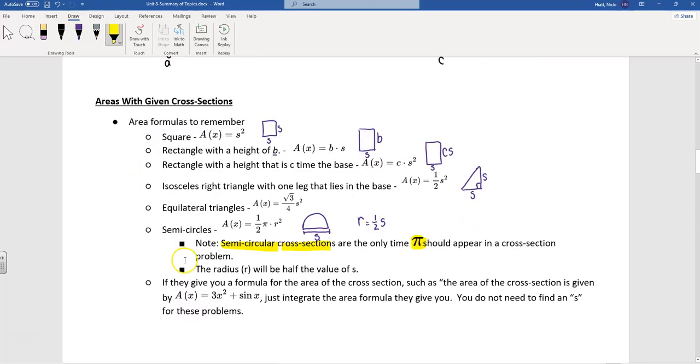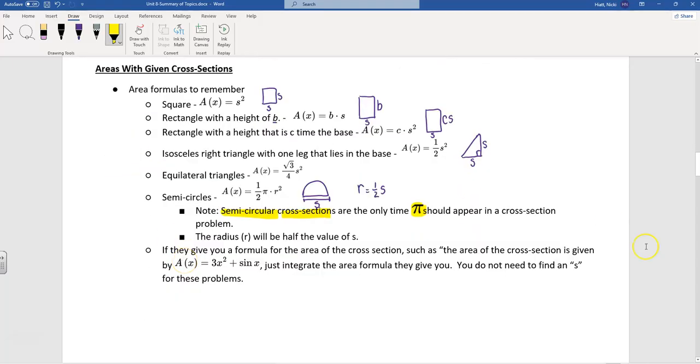Okay, and then you might get something like this. The area of the cross section is given by A of x equals 3x squared plus sine x, or the one that we did yesterday, it said like A of x equals sine of 1/2 x, or something like that, right? If they give you an area formula, just integrate that area formula. Like, you don't do an S, you don't set anything else up, you just integrate that area formula using the limits from either the x or the y axis, depending on whether the function gives you x's or y's.